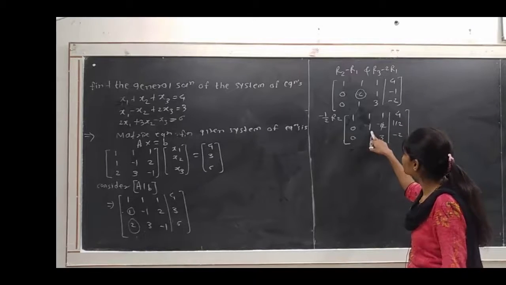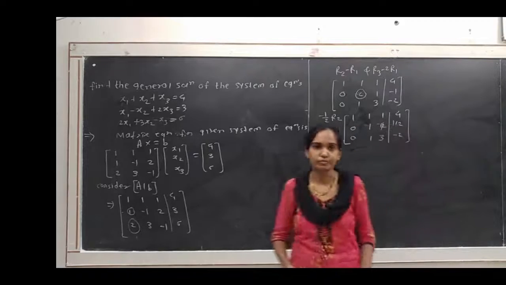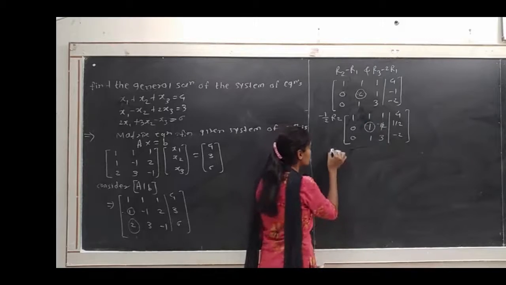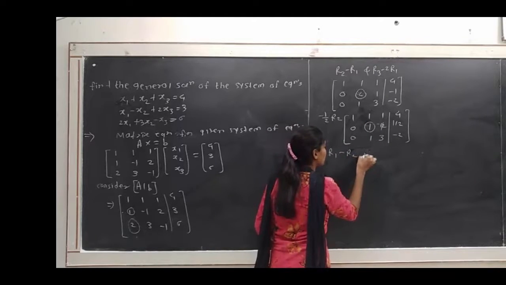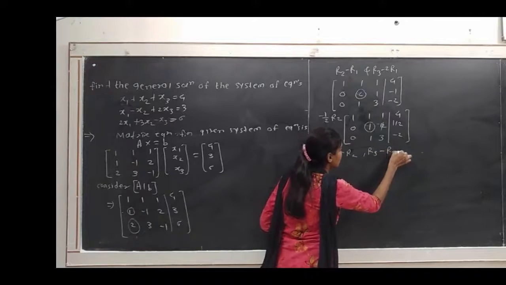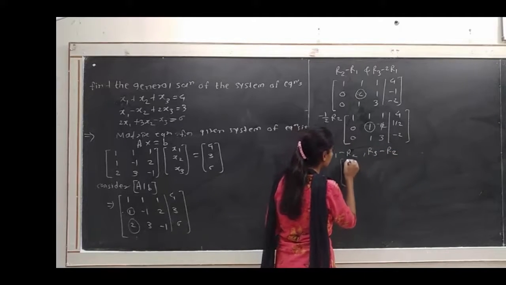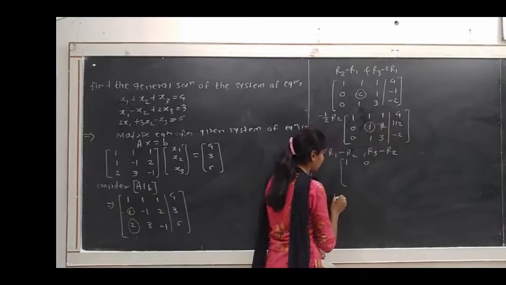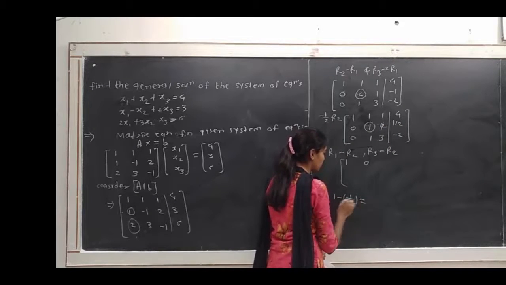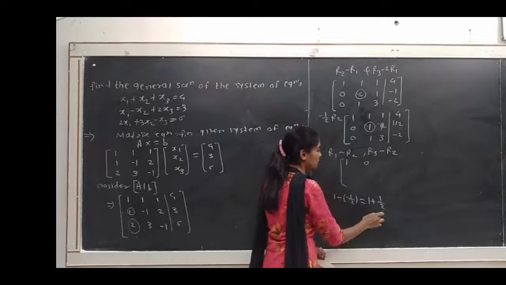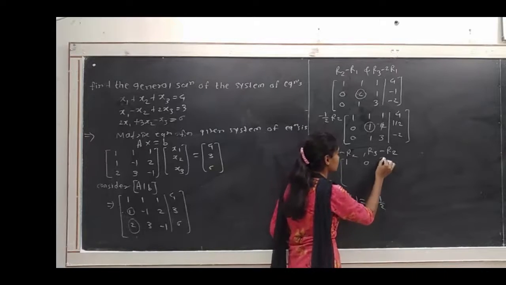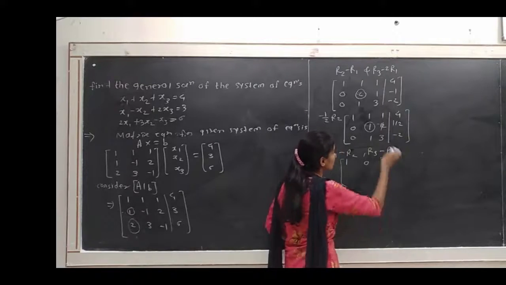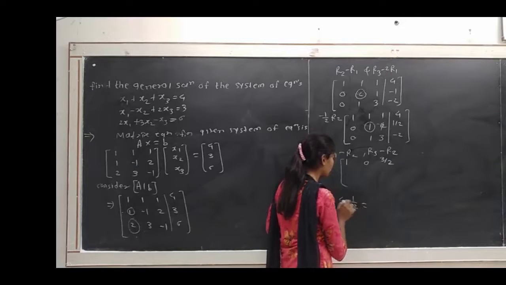Then we have to use this 1 to make the above and below entries of the leading entry 0. So we use the row operations R1 minus R2 and R3 minus R2. First row will be 1 minus 0 is 1, then 1 minus 1 is 0, then 1 minus minus 1 by 2, that is 1 plus 1 by 2, which is 3 by 2. 2 plus 1 will be 3. Then the next entry will be 4 minus 1 by 2 into 8.